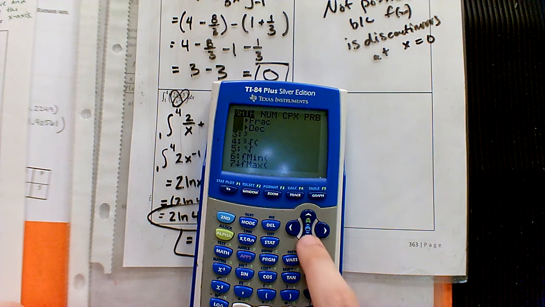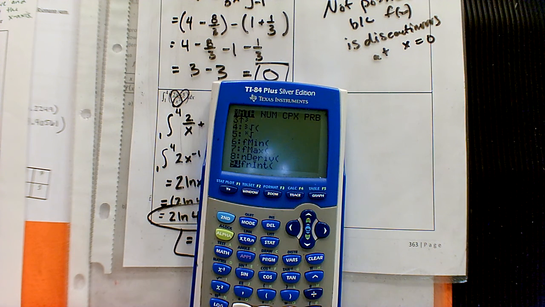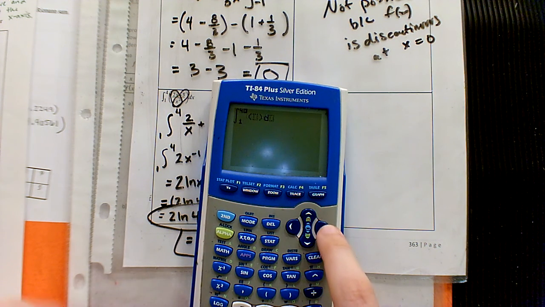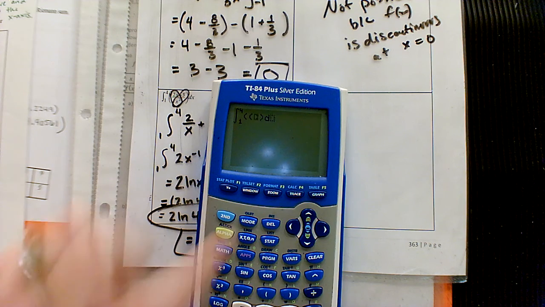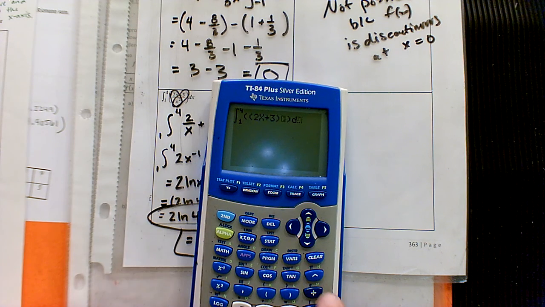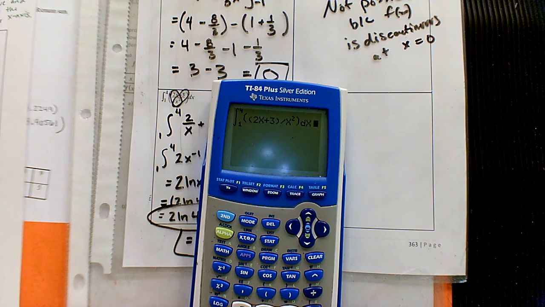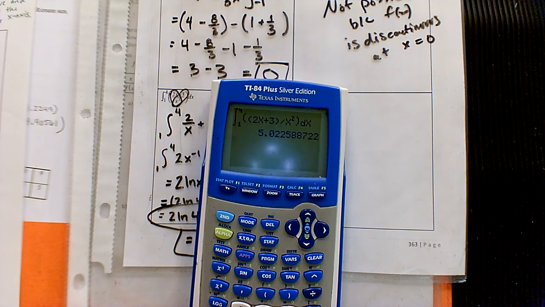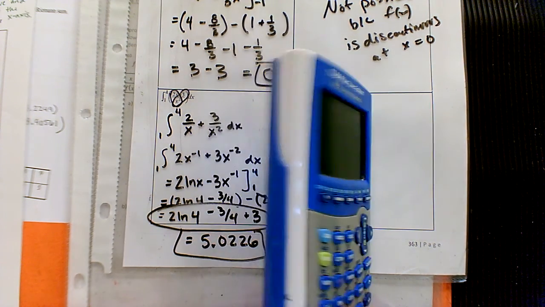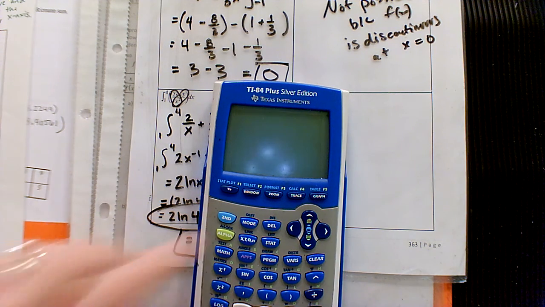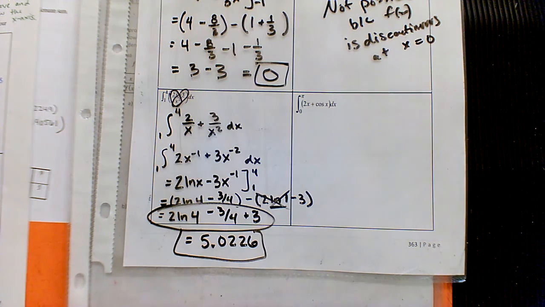all right, let's do math down to number 9. Lower bound 1, upper bound 4. I'll type in 2x plus 3 in parentheses and divide it by x squared. 5.022526. Okay, so looks like we did well by hand. You can always double check if you have a calculator.